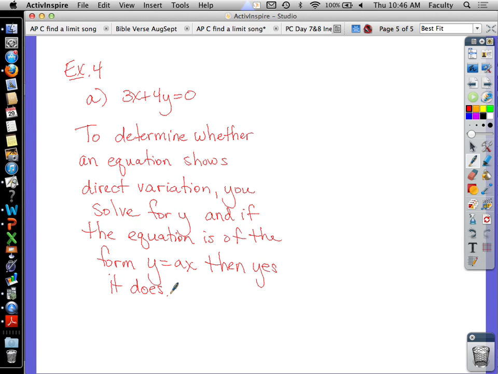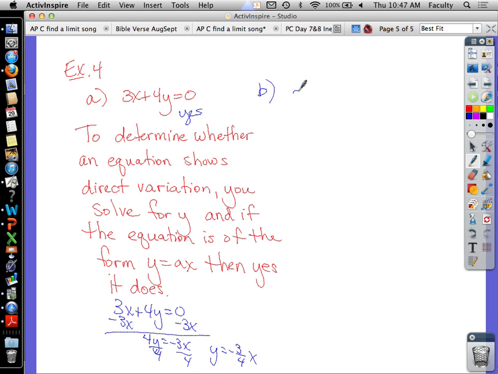So let's look at letter A. I have 3x plus 4y equals 0. I'm going to solve this for y. So I subtract 3x from both sides of the equation, and I divide by 4. So I'm getting y equals negative 3/4 x. Does this show direct variation? Yes, it does.